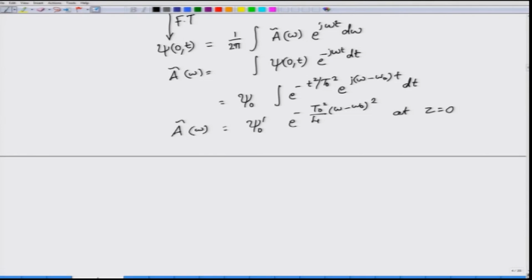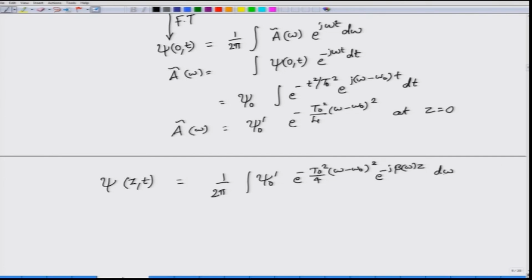Okay. So, let us do that one. We have already done the Fourier transform part at the input side, and we have seen how the spectrum would look like. Now, I go back to the expression of psi at any z where I want. So, this psi at any z after propagating a distance z should be given by the same expression, except that I have this psi 0 prime, which is this constant, e power minus t 0 square by 4 omega minus omega 0 square, times e power minus j beta of omega into z. This is the phase factor that is picked up by the frequency component omega as it propagates through the fiber.